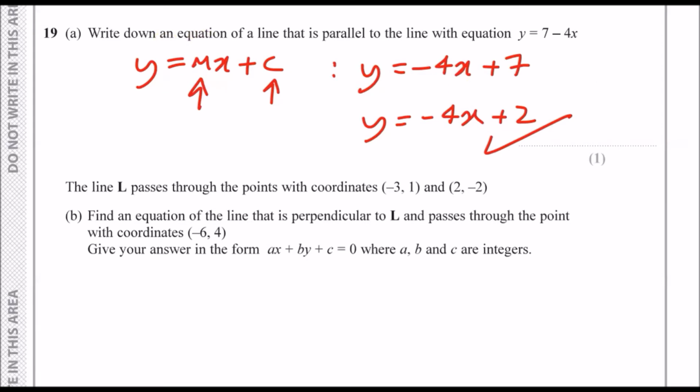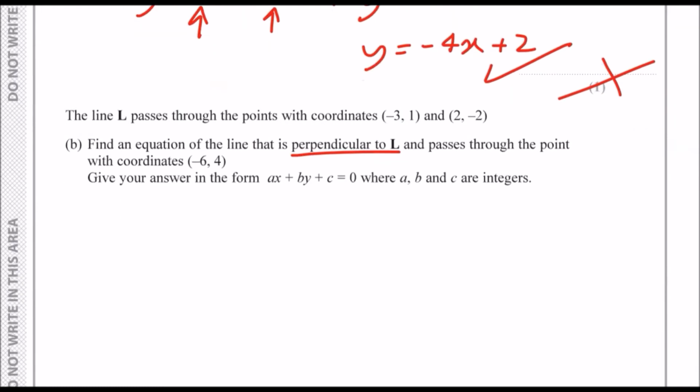Now for the next bit, it says that the line L passes through the points with coordinates minus 3, 1 and 2, minus 2. Find an equation of the line that is perpendicular to L. So again, like parallel meant same gradient, perpendicular means the gradient has been flipped, a negative reciprocal. We're going to get to that. And it passes through the point with coordinates minus 6, 4. Give your answer in this form. So essentially we're dealing with straight line equations, so always think again of y equals mx plus c.